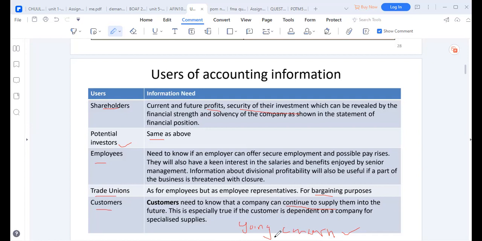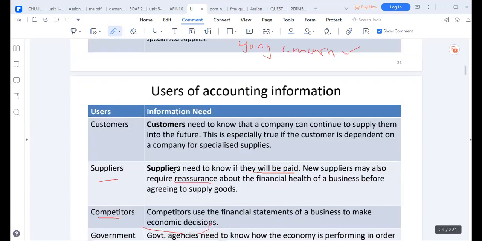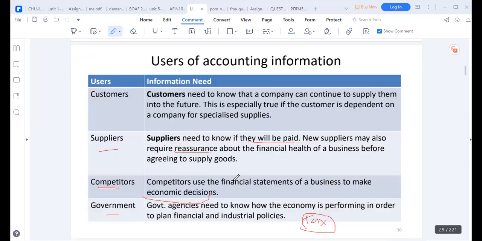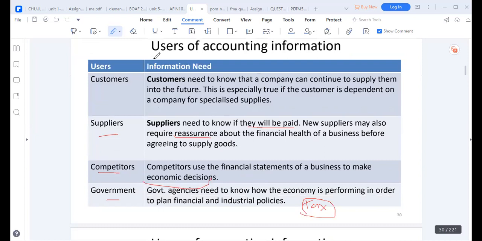Okay. So they want to know whether this institution may be supplying them. They don't want to run out. They don't want to engage a company that will run out at some point. The suppliers also want to know whether they'll be paid. The competitors also want to make informed decisions.